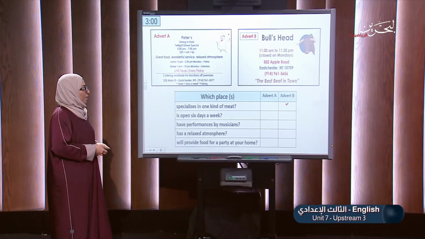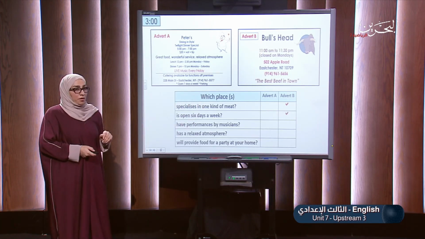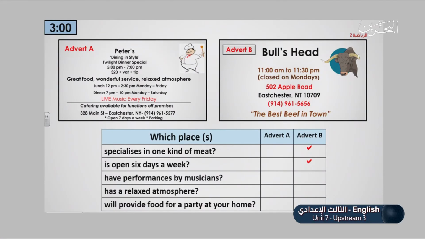Now, my dear students, let's check your answers. Advert B specializes in one kind of meat, and the restaurant is open 6 days a week. As you can see, restaurant A has performances by musicians, and also has a relaxed atmosphere. And the last point, will provide food for a party at your home. So these are about the two adverts, Peter's and the Bull's Head.